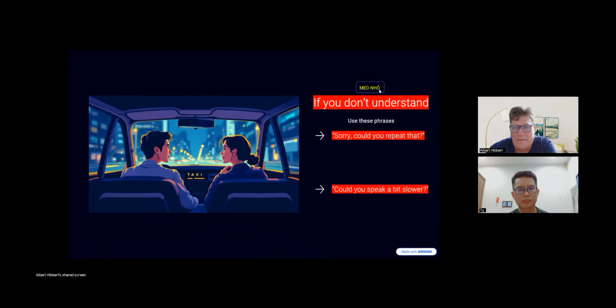Okay, right. Now, what do you do if you don't understand the driver? If you don't understand a taxi driver, or if you don't understand the bus driver, then you can use any of these 2 phrases. You can say, for example, if you don't understand the taxi driver, then you can say, sorry, could you repeat that?